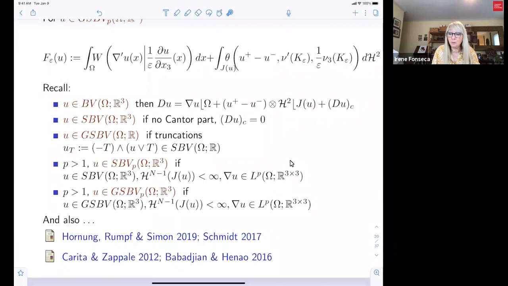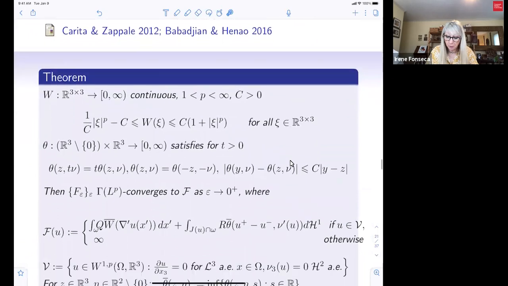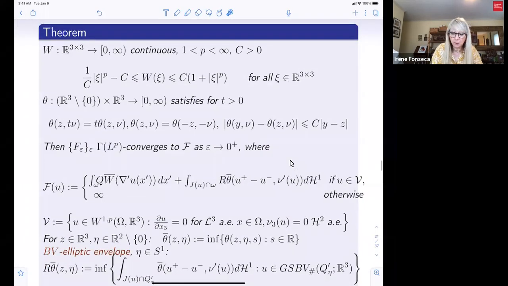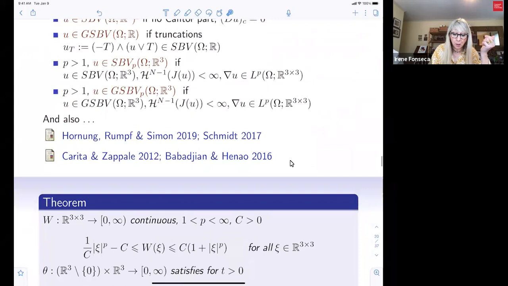Again, some other references on these, some in 2019, 2017, also Babadjian and some of his collaborators are here, and again, other people have been involved. But the bottom line is the same type of hypothesis. You start with the same kind of growth condition. Your surface energy theta satisfies the usual hypothesis for this kind of variational problems.